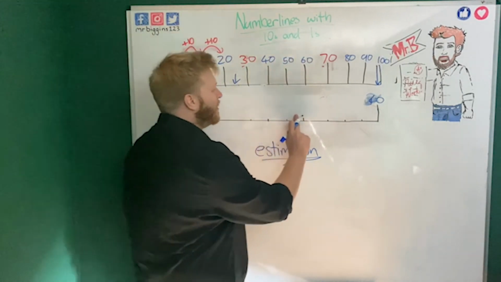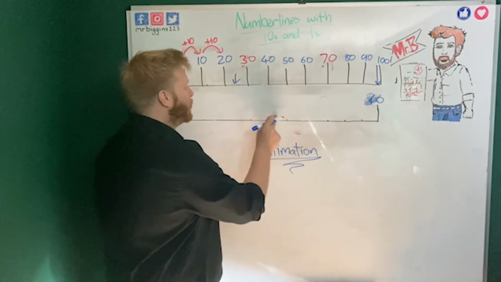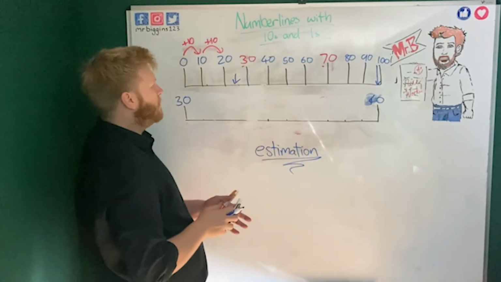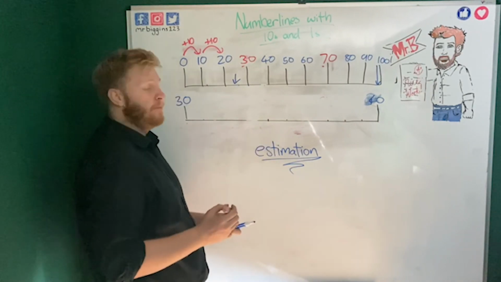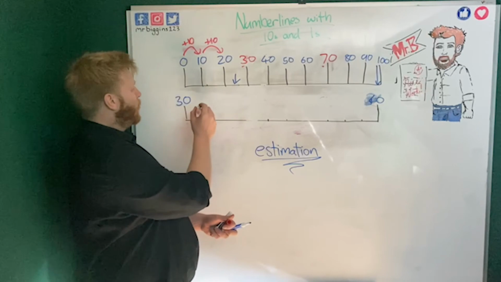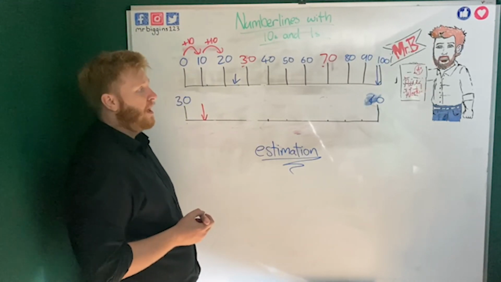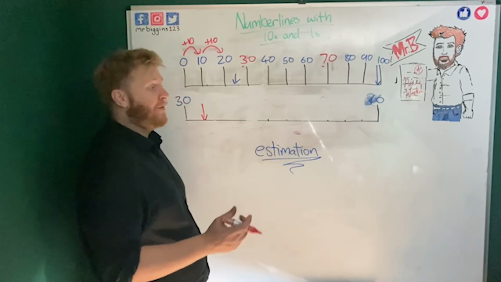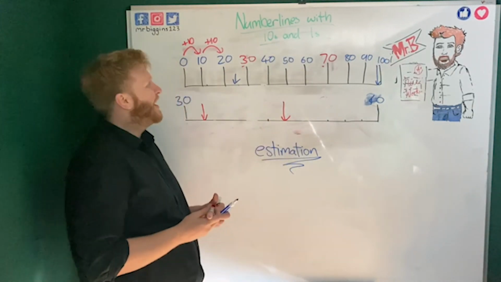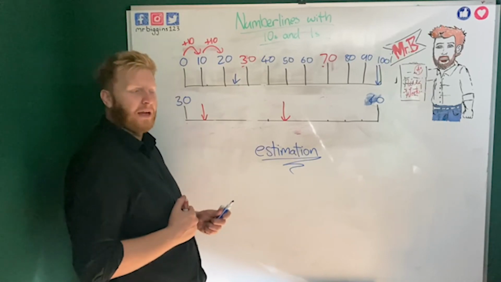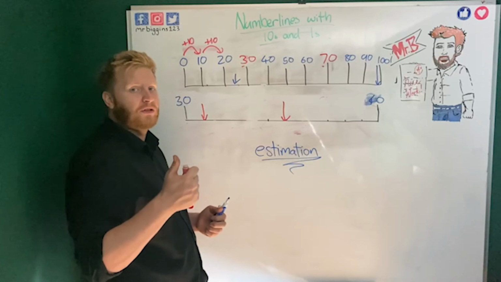With this one here, we can see we go from 30 to 40, so we're going up by 10. So if someone said to me, Mr. B, where's 31? Oh, it's not on my scale, but 31's very close to 30, so it'll probably be there. And if someone said, where's 35? It's going to be in the middle. I'm using what I know about numbers to make estimations on my number line. That is really hard, so if you're doing well at that, well done.